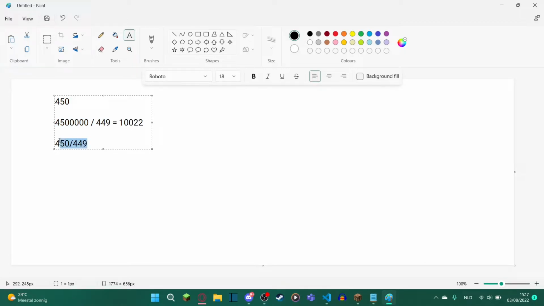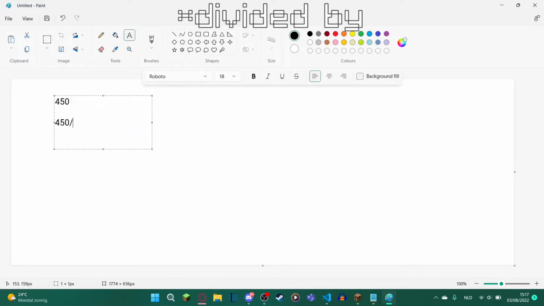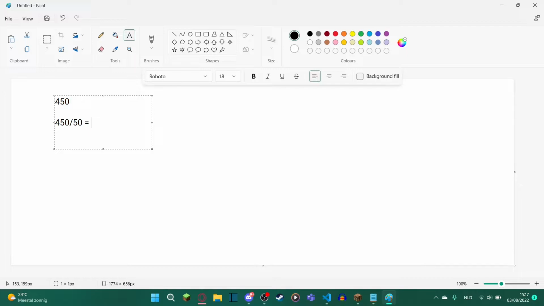And now if this is divisible, of course 450 isn't divisible by 449, but if it would be divisible, then the result I get from this, rounded by Minecraft, times that 10,000 should equal the same number. So for example, if I try this with something that's actually divisible, 450 times 50, this works. If we do this, we of course get 9.